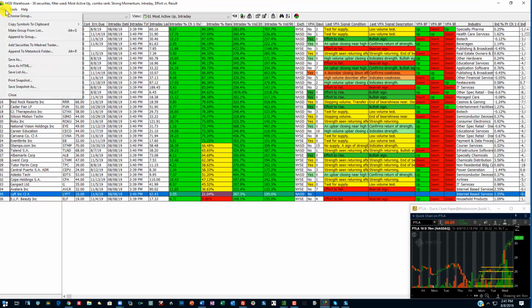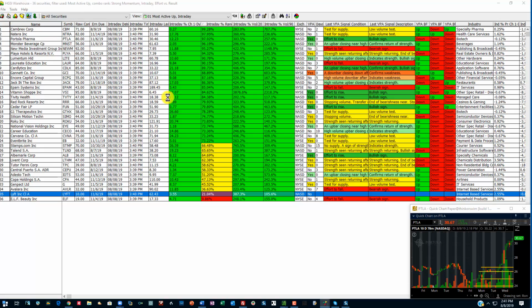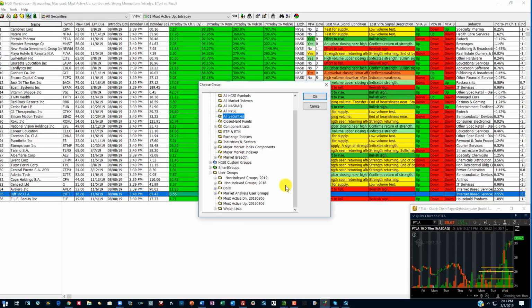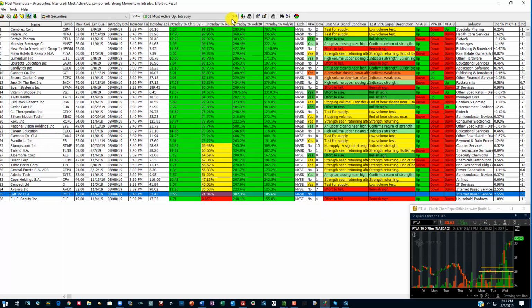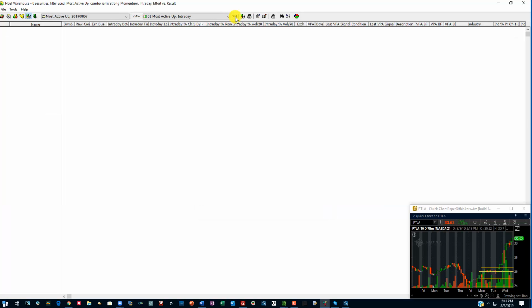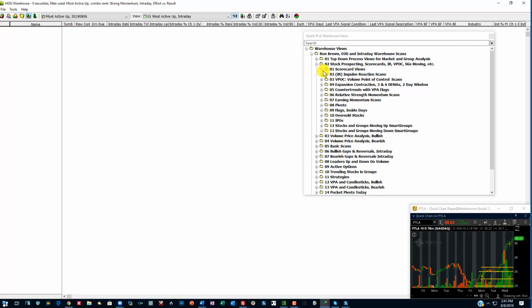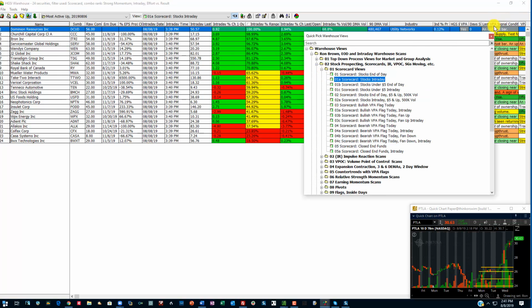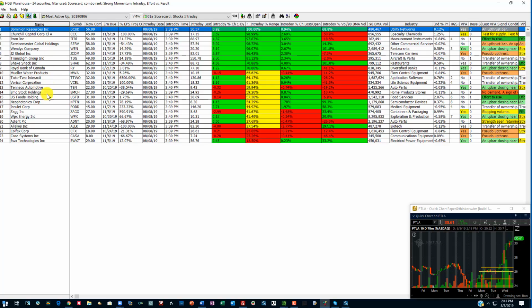I do want to show you that I captured the most active ups on the 6th, which was 2 days ago. Most active up. And I'm going to go to my scorecard view, intraday. And this was the list at the end of the day, 24 stocks. And I'm updating right now.